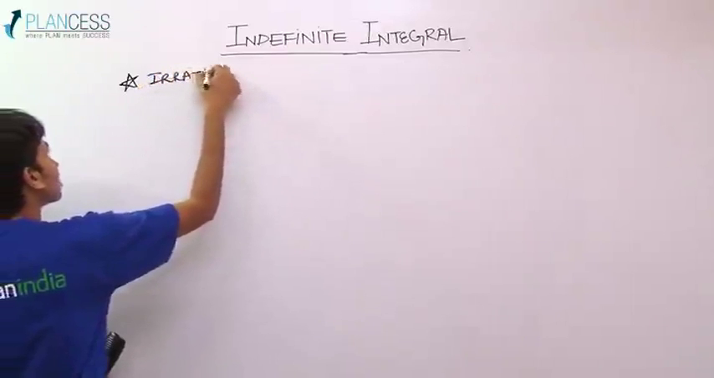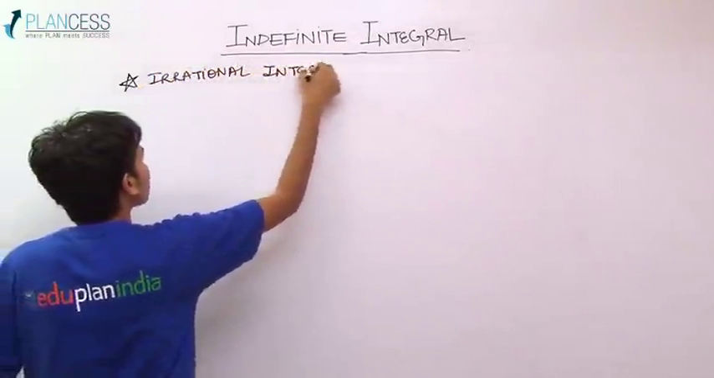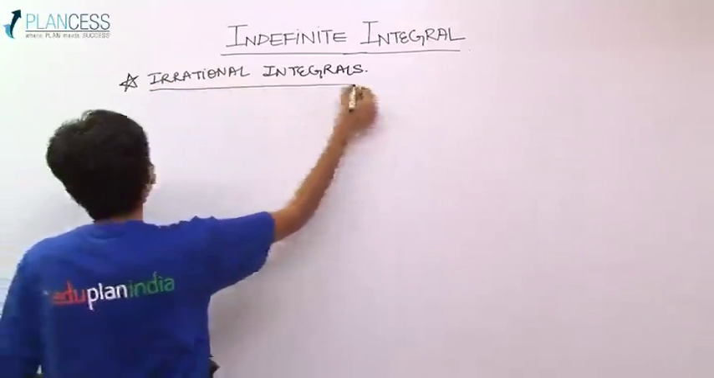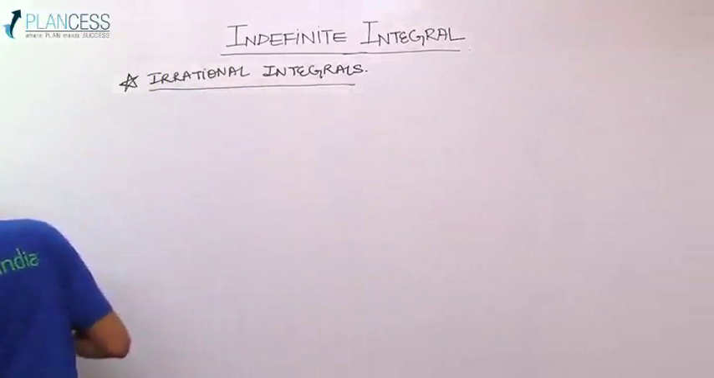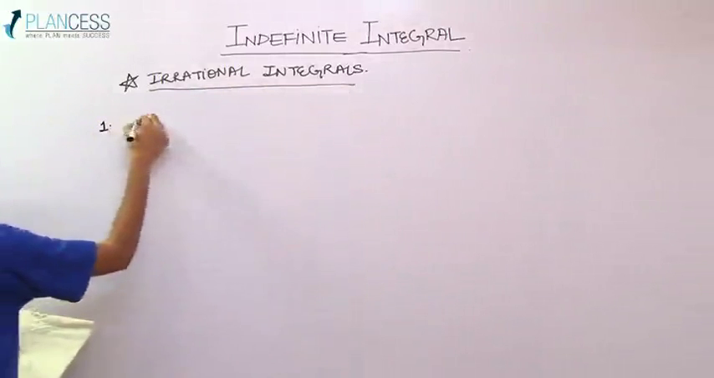Irrational integrals. Okay, so let me see. The general formula that we have here is, okay, so there are 5 methods I am going to tell you. So the first one is easy.